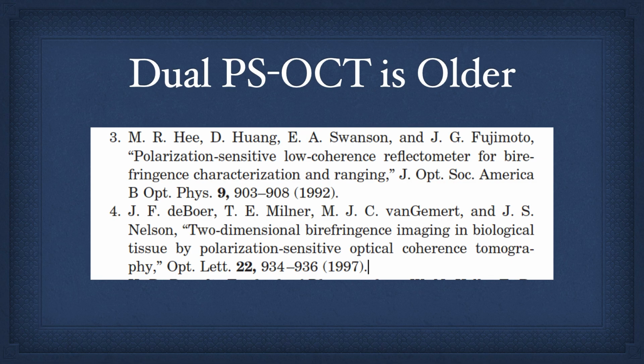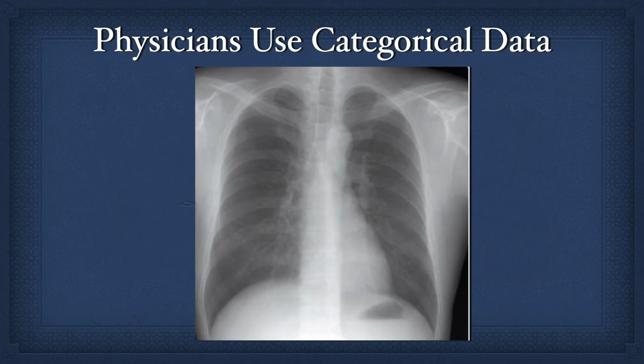So actually, dual detector reflectometry preceded our work, dual channel. So that was done in 1992. It was not B scans. It was the equivalent of an ultrasound or an echo A scan. And this is early work, and he, Swanson, Fujimoto, and a second paper, again using dual channel by DeBoer, Milner, and Nelson, who are all very talented.